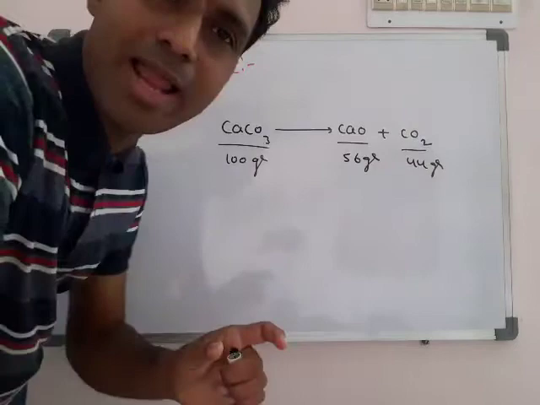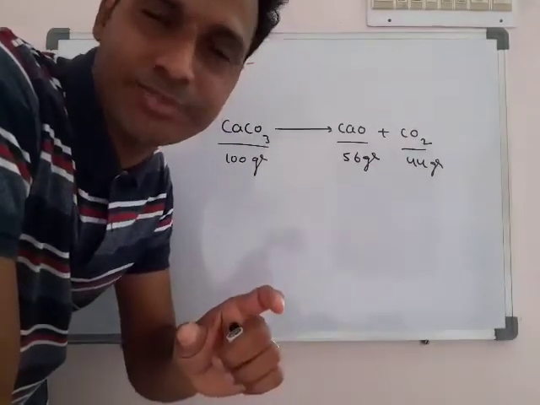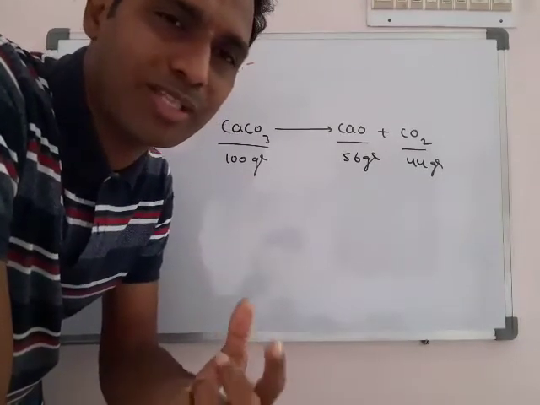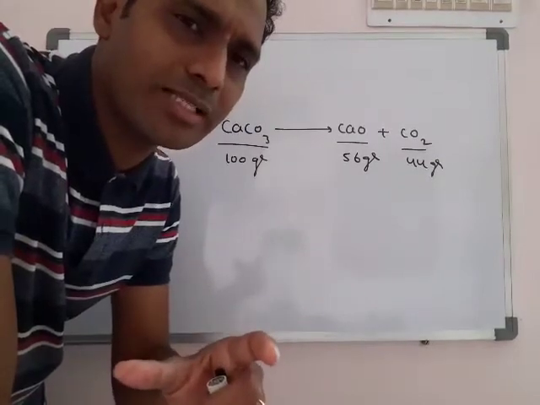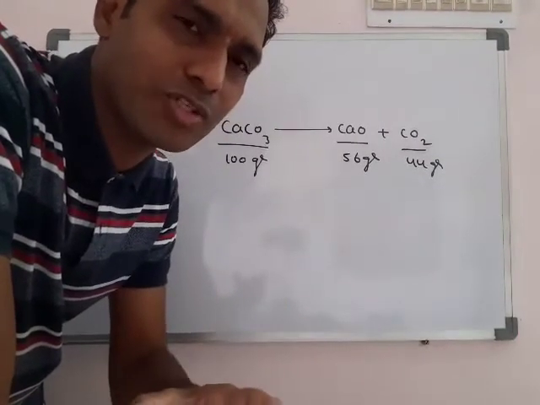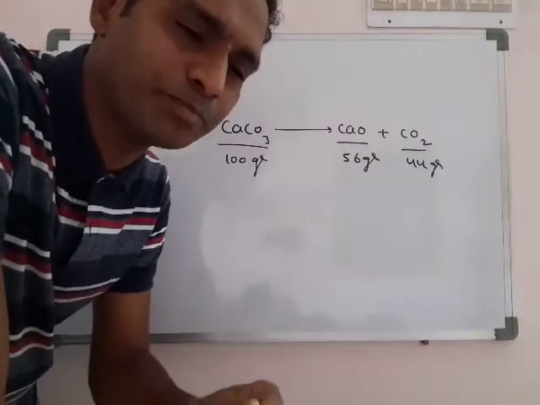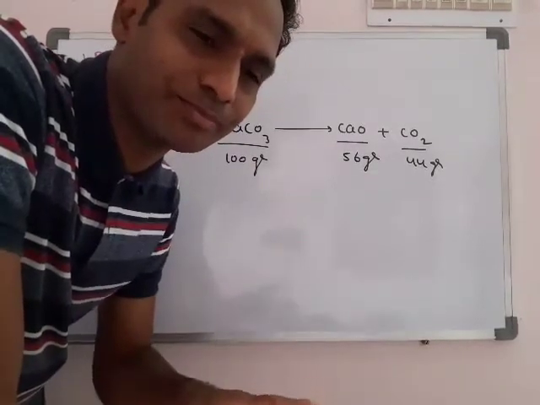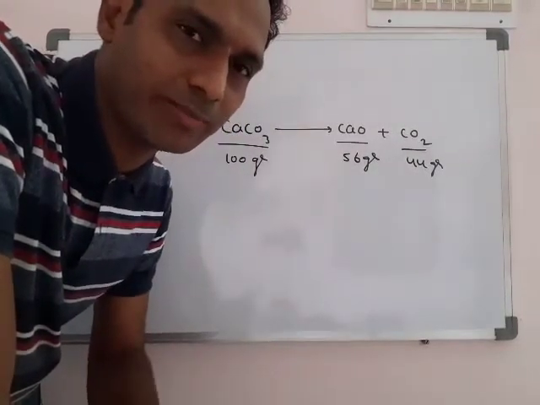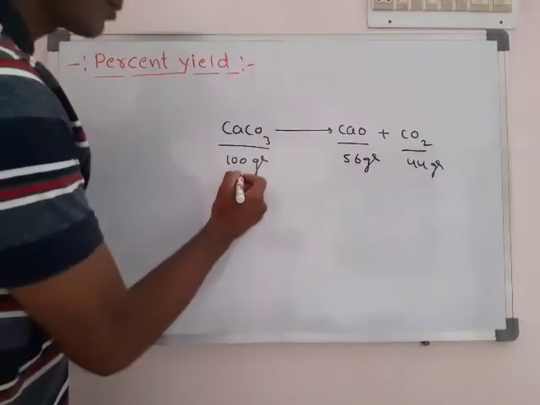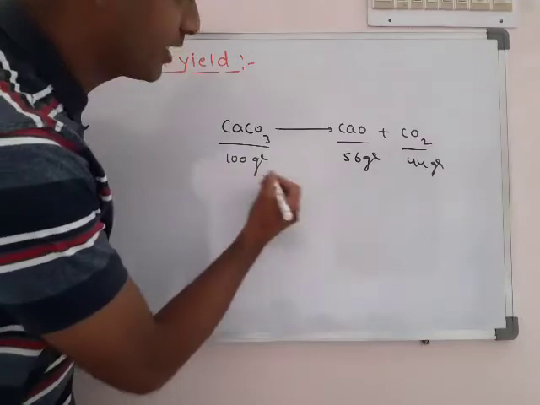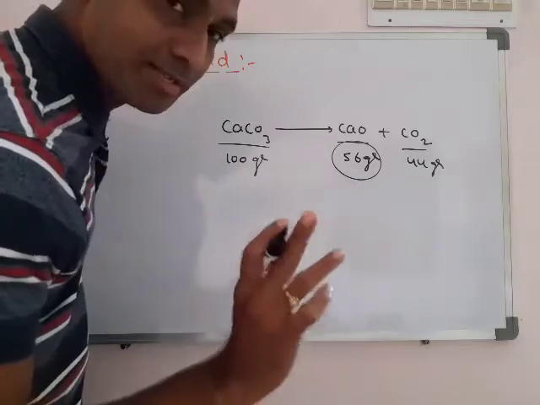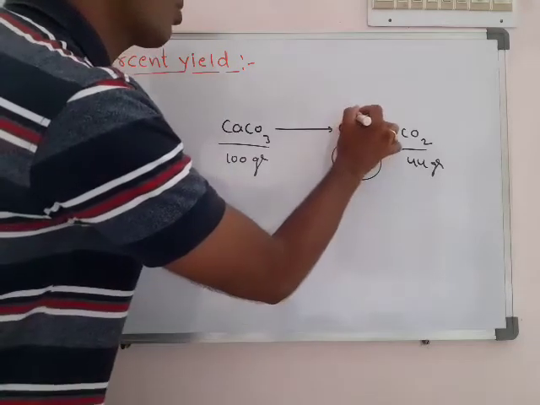According to the balanced equation, that is called the theoretical value, nothing but the calculated value. When I calculate, the balanced equation is the basis. So the value we obtain with the help of the balanced equation is the calculated or theoretical value. When 100 grams of limestone, calcium carbonate, decomposes, according to the balanced equation only 56 grams of calcium oxide should form.